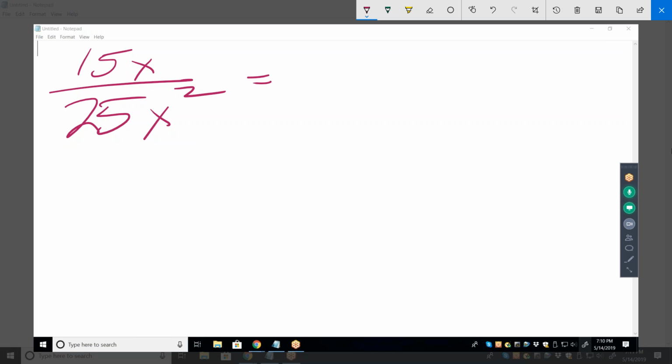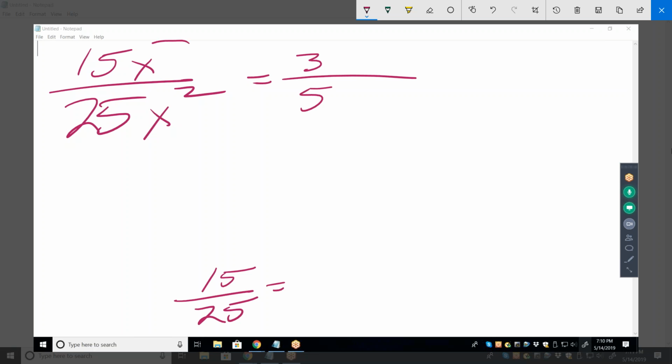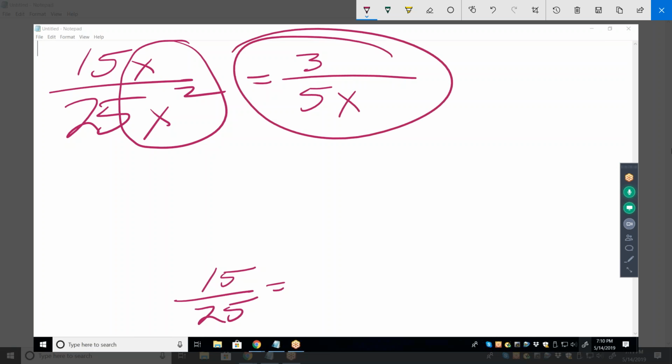So what's 15 over 25 equal? Simplify 15 over 25. That would be 3 over 5. So 3 goes in the numerator, 5 goes in the denominator. Now simplify the first variable you come to. X over x squared. What is that? That would just be x, right? In the numerator or the denominator? Denominator. Yeah. That's your answer.